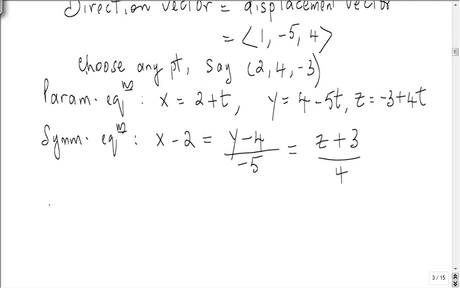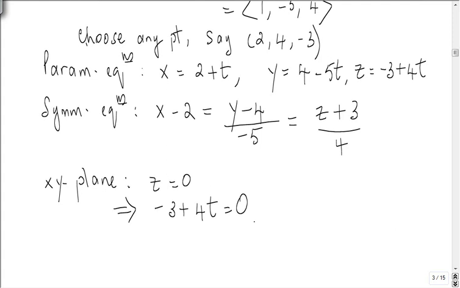Okay? So the xy plane says that z equals 0. So this means, where is our z? Our z is -3 plus 4t. So -3 plus 4t equals 0. When we solve that, we get t is 3/4. So take this value of t, substitute it to find x and y.